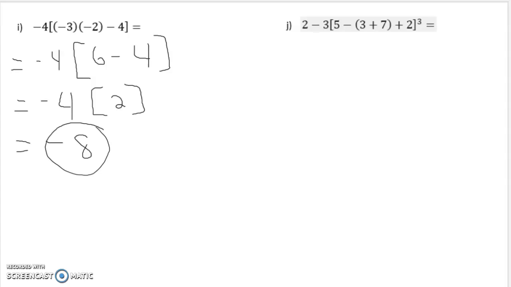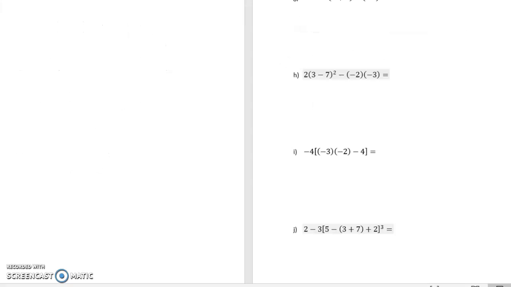And last but not least, we have 2 minus 3 times in big brackets. So the square bracket is the whole thing, but then inside the whole thing we still have a second bracket, which is the 3 plus 7. So we're going to do that part first. So 2 minus 3 stays the same. Then we have our square bracket. And then we keep writing down our 5, but then we're going to do the 3 plus 7 first, which is 10. And then we still have plus 2.